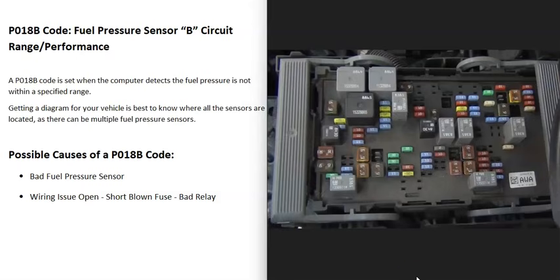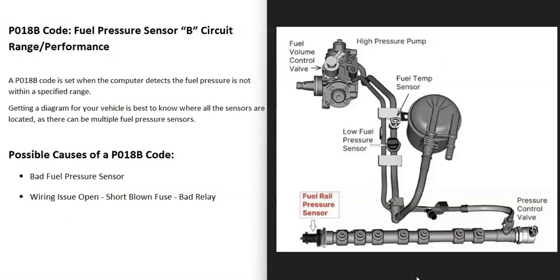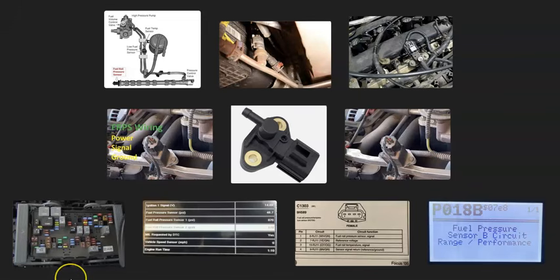Also, if you test that circuit and you're not getting any voltage going to that sensor, then be sure to check for any blown fuses or anything like that. Because if there's a blown fuse or a bad relay or an open or short inside the wires going to that sensor, then that's going to cause problems. So be sure to keep that in mind. But the most common thing that's going to cause this is either a bad fuel pressure sensor or the wiring going to it. And so that's basically it.